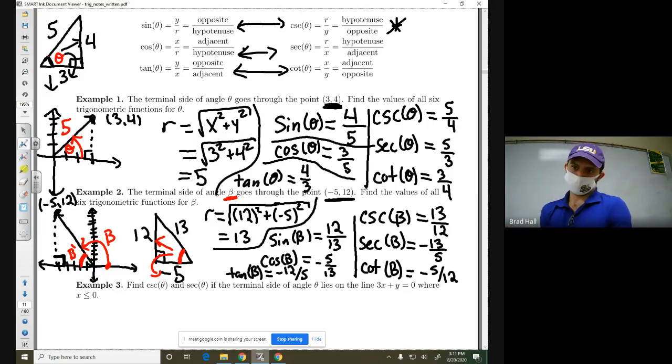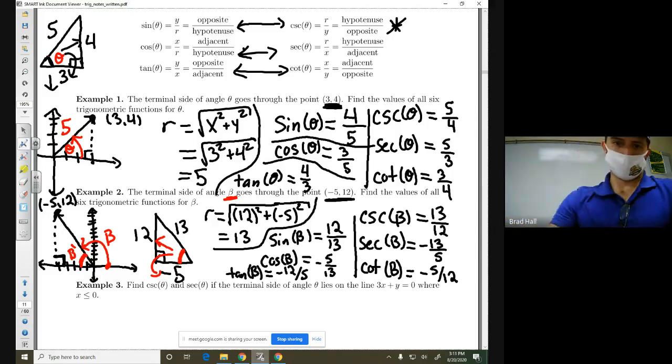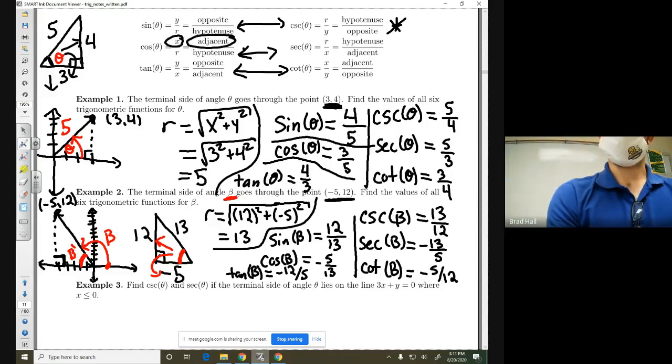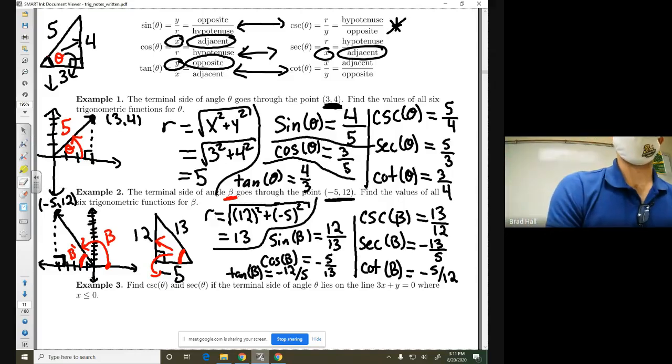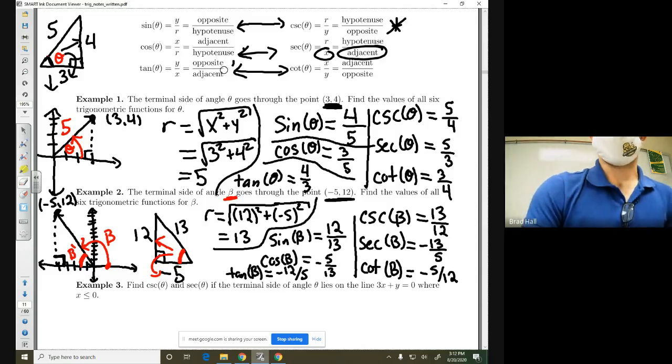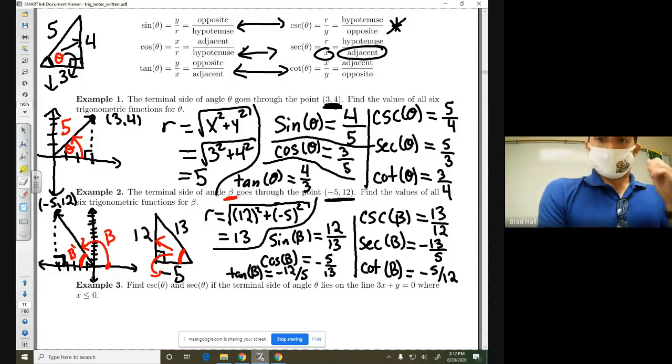Is the first point in the group always adjacent on the triangle? On the graph, so how 3 was adjacent? The answer is yes, because notice how every time there's an X, there's an adjacent. There's an X and there's an adjacent, and same with Y and opposite. So that is a good correlation to make. If you want to think about it that way, you're more than happy to do so. But yes, X is adjacent and Y is opposite.